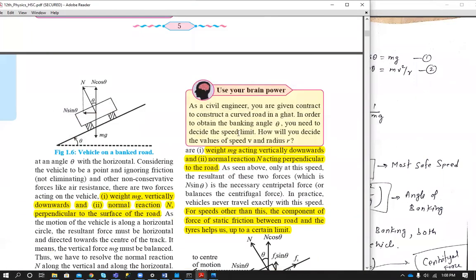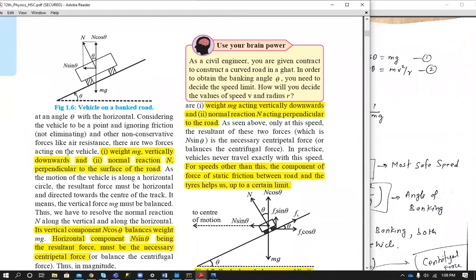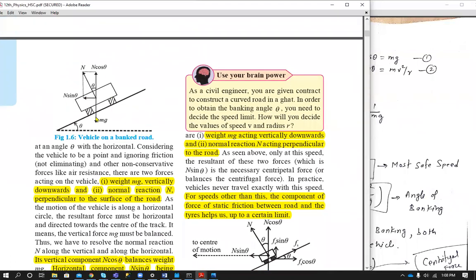Okay, so let's see what the calculations are for making the road inclined at some angle. This is a simple diagram where they have not considered friction. In this case, two forces act on the vehicle: one is the weight mg, and the other is the normal reaction force N. By geometry, this angle theta is the same as the angle of the normal reaction force with the vertical direction.